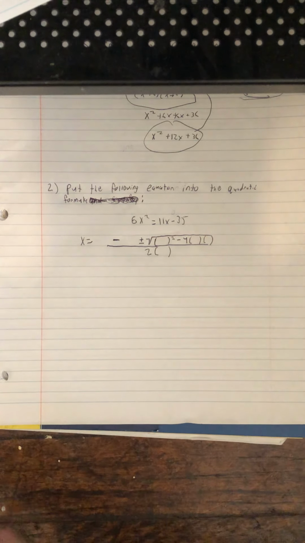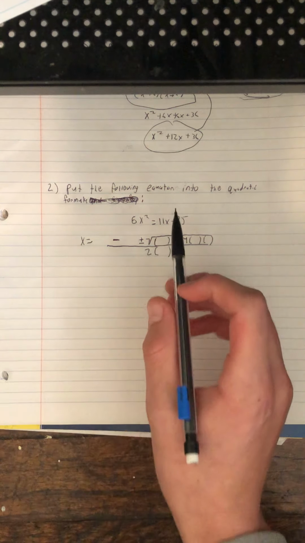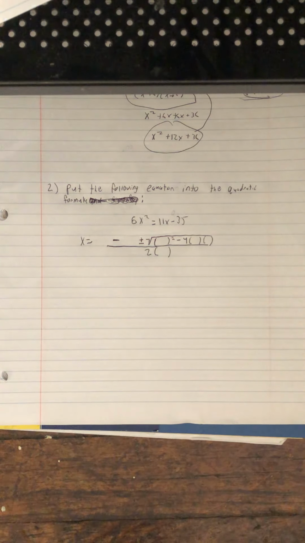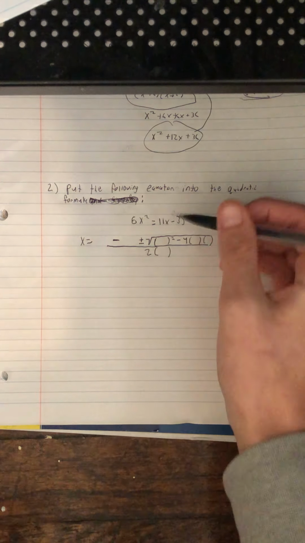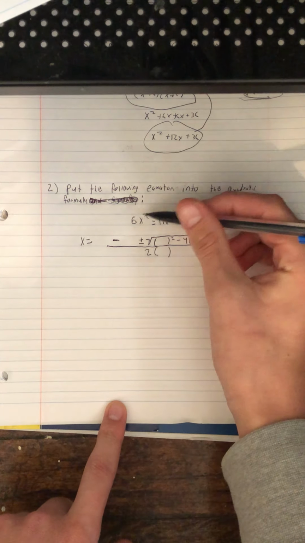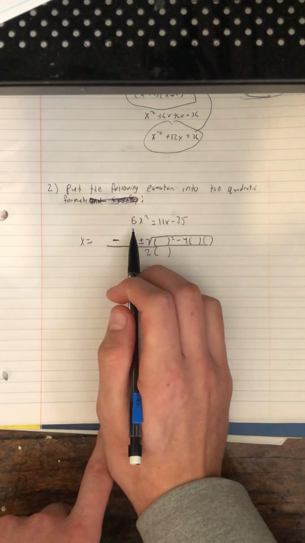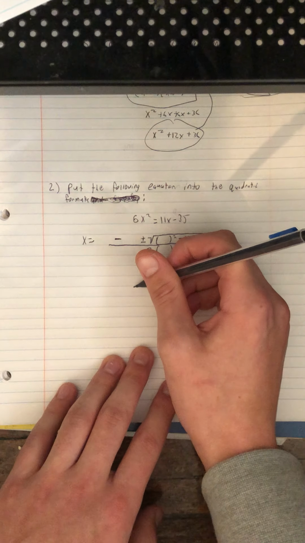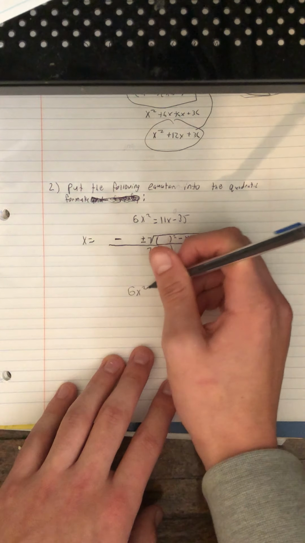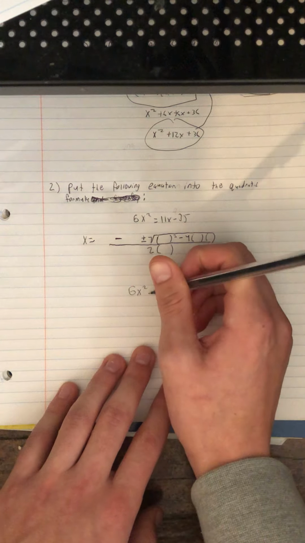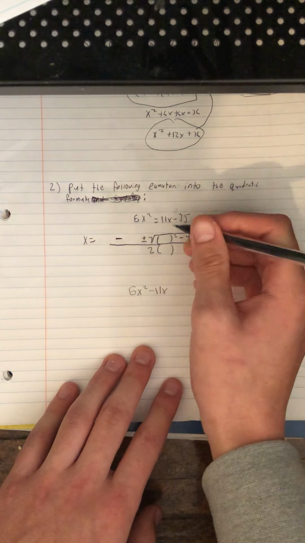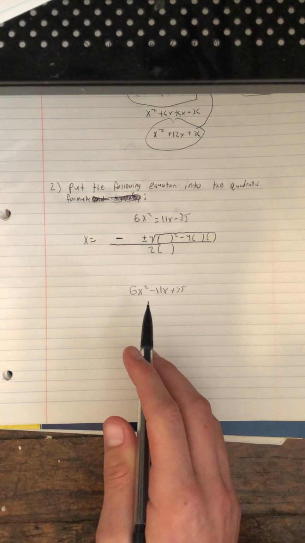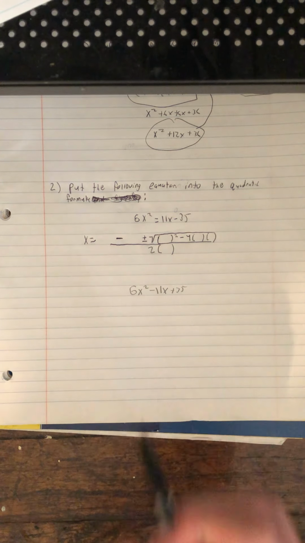It asks us to put the following equation into the quadratic formula, and it gives us 6x squared equals 11x minus 35. So the first thing that you're going to want to do is get all of these terms to the left side. I prefer to keep this value positive, so I'm going to bring all these to the left. So that's going to look like 6x squared, subtract the 11x to get it over, minus 11x, then add the 35 to get it over. So that's going to look like 6x squared minus 11x plus 35.